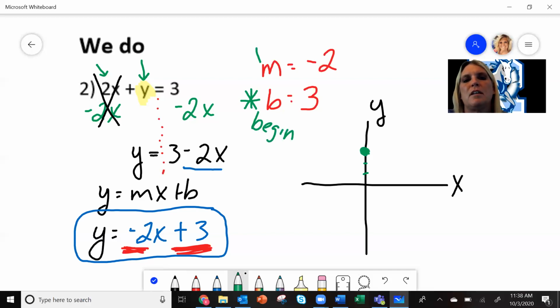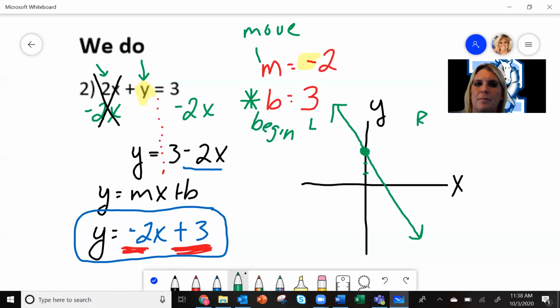And the m is going to tell me how to move. Now, we're not going to get very exact on it. All I know is that my slope is negative. And I'm going to just go ahead and draw my line so that from negative, that means from left to right, it is going down, but it's got to go through 3. So I'm just going to sketch my graph like this.